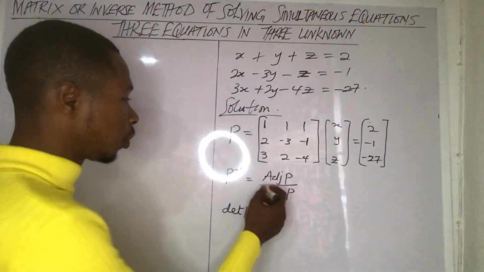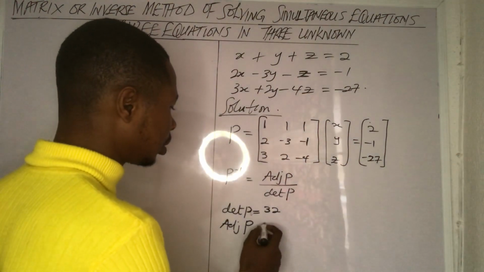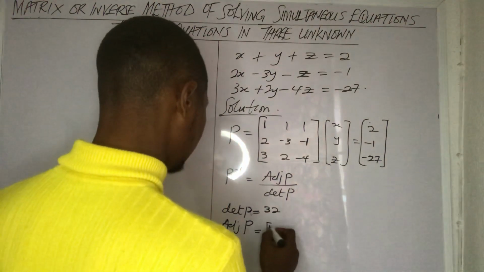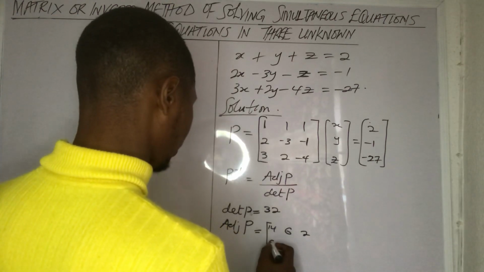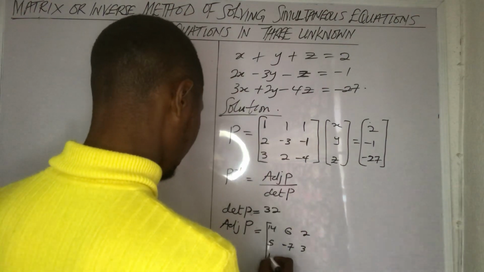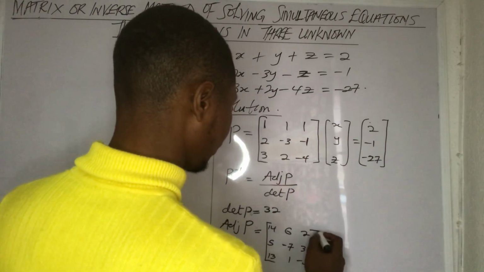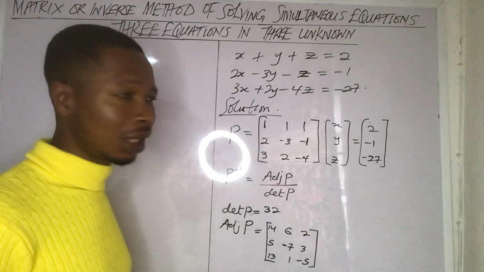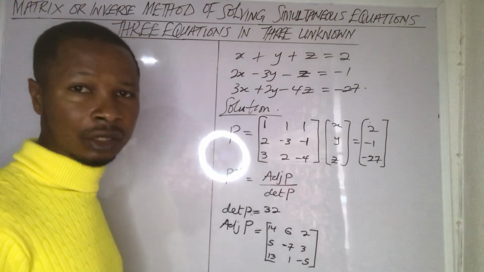And also the adjoint of P, which is ADJ P now, should be equal to, if done correctly, 14, 6, 2, 5, minus 7, 3, 13, 1, minus 5. So this is the adjoint of the matrix. We've also learned adjoint in an earlier lesson, so you can check how I arrive at these solutions.